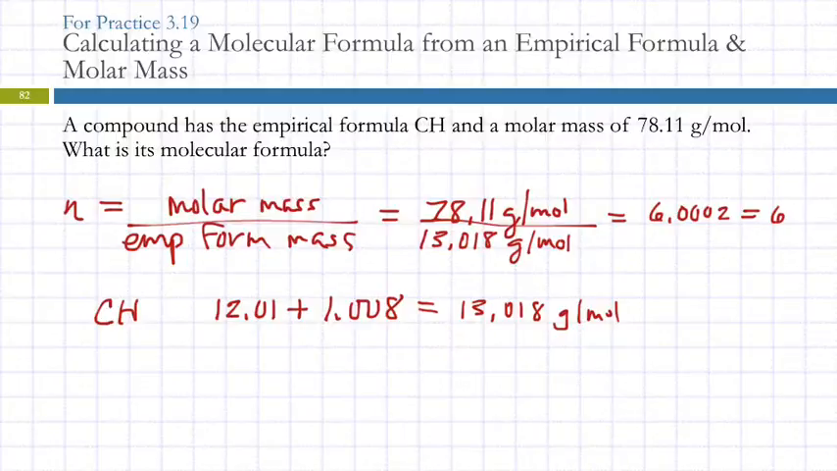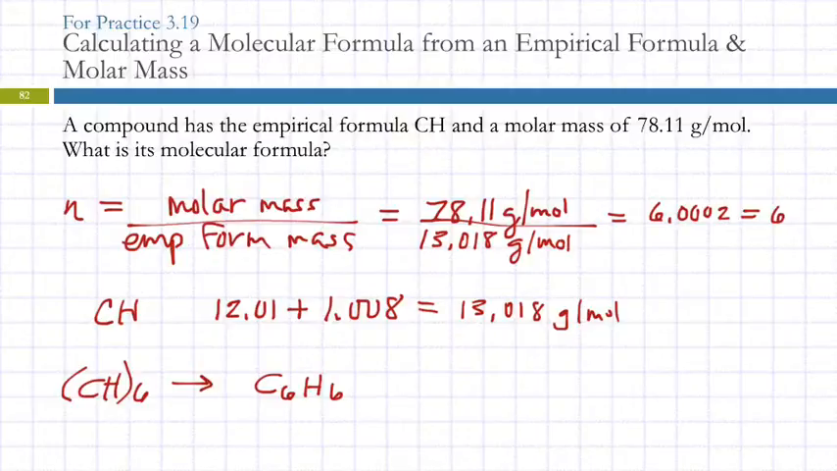So what this means is the empirical formula of CH, we need to multiply all of the subscripts in that formula by 6. And so the molecular formula is C6H6. Any questions?